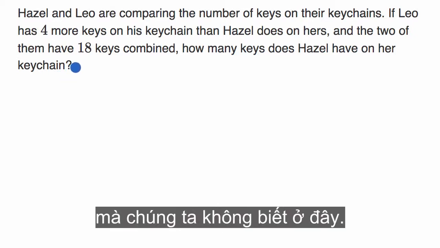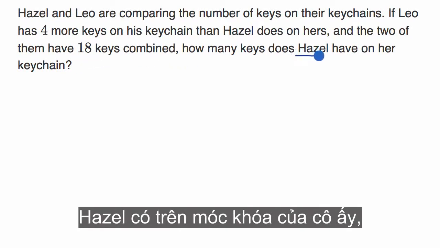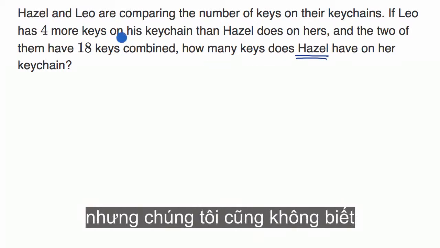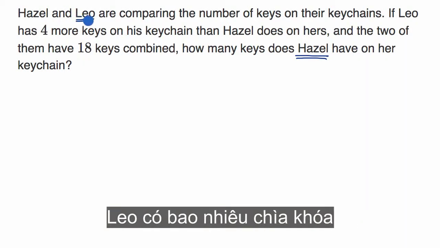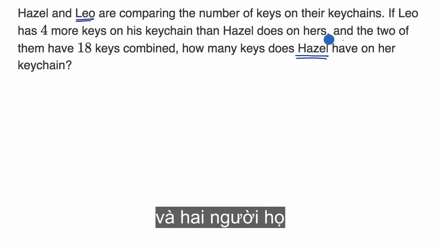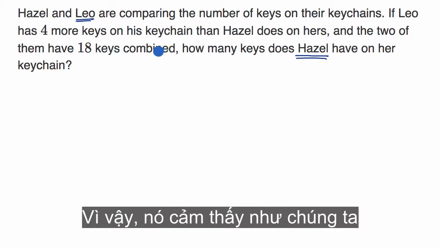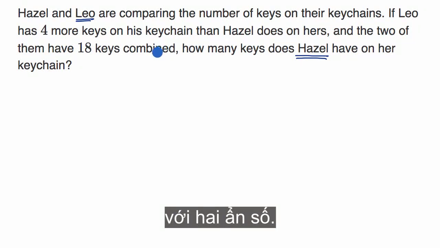So there's two things that we don't know here. We don't know how many keys Hazel has on her keychain, and that's what they're asking us for. But we also don't know how many keys Leo has on his keychain. And they give us two pieces of information. Leo has 4 more keys on his keychain than Hazel, and the two of them have 18 keys combined. So it's feeling like we can set up two equations with two unknowns.